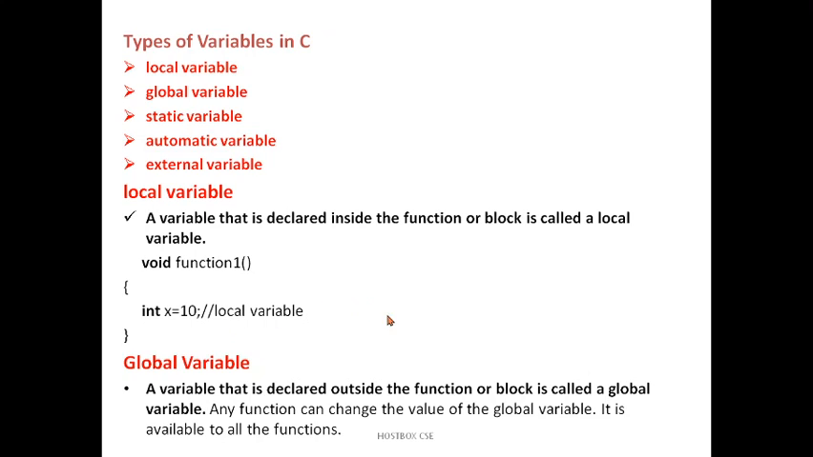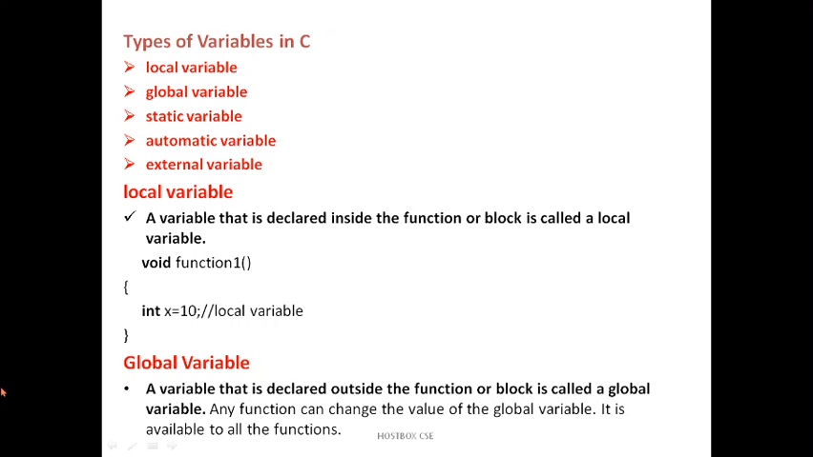Then what is a global variable? A variable that is declared outside the function or block is called a global variable. So any function can change the value of a global variable. Remember, it is also available to all functions. I already explained the structure of C language. You know how to implement a C program, with its structure like global section, main, and so on.